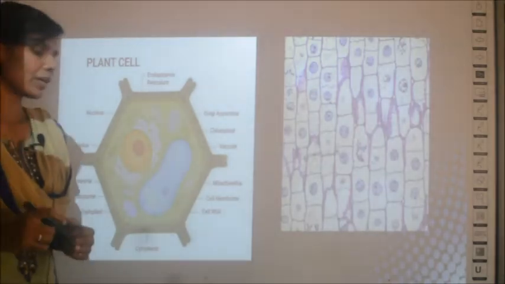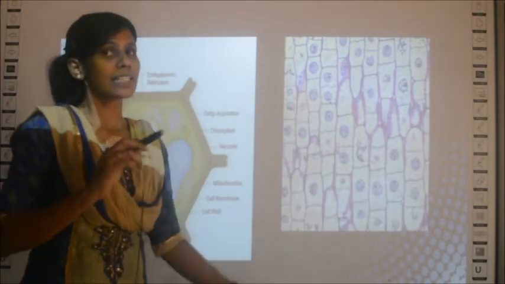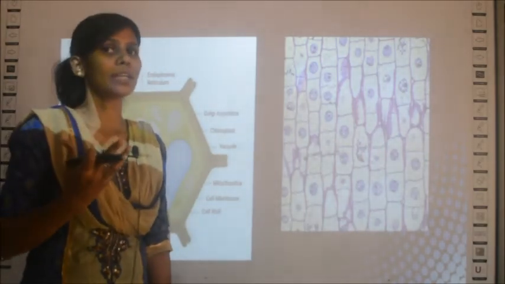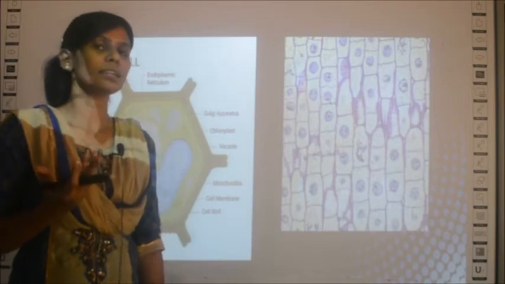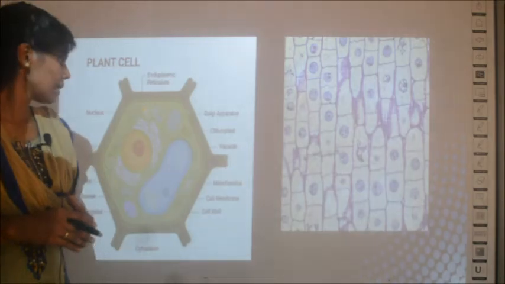So actually under the microscope you can see vacuoles, nucleus, cell wall, and cell membrane you cannot see because cell membrane is very thin in nature and also it does not get stained. You cannot color the cell membrane, it does not absorb the stain, so you cannot see cell membrane.